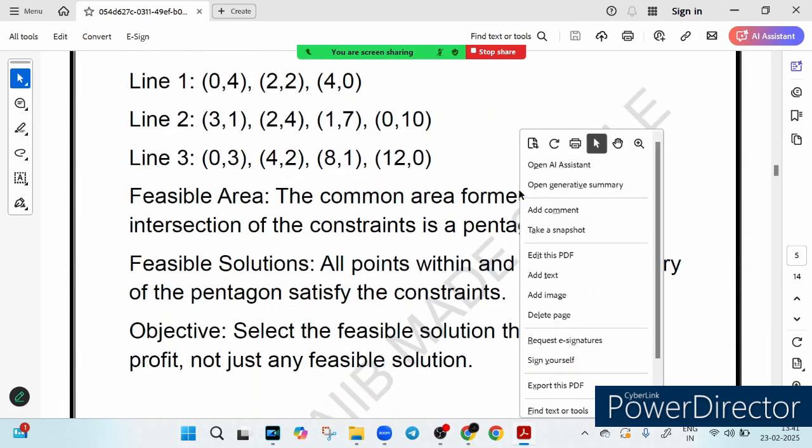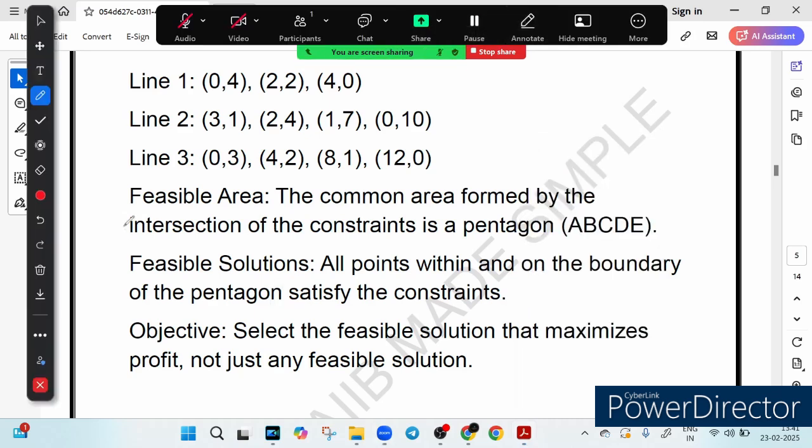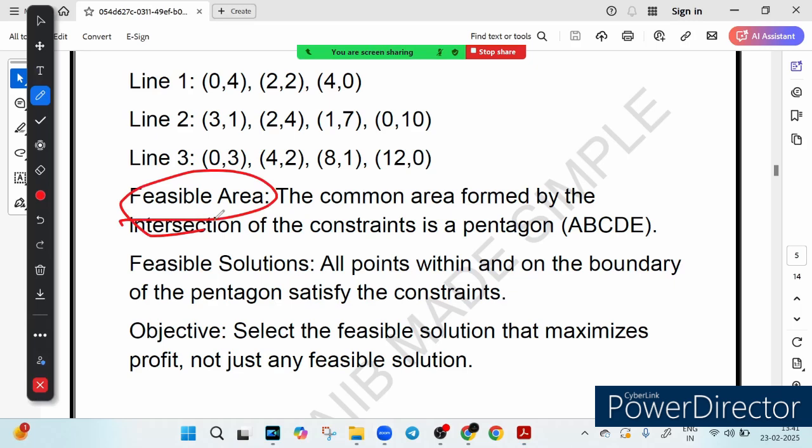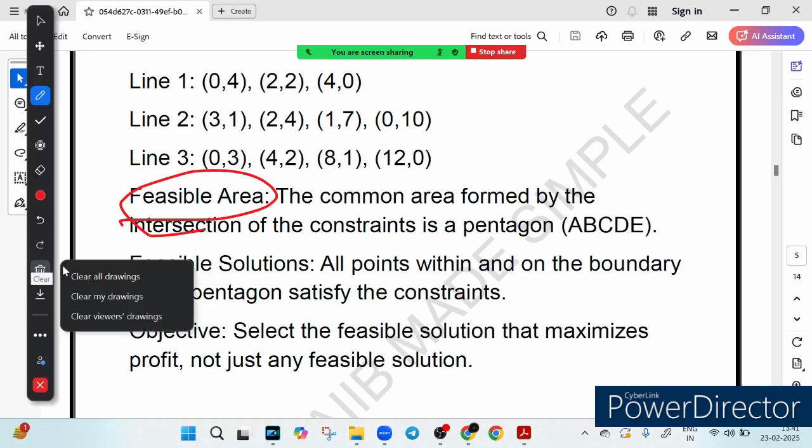So we have the 3 data points. These lines divide the graph into different regions, and now we have to identify the feasible area. What is the meaning of feasible area? See, the common area where all the constraints overlap forms a pentagon. Let me show you how it forms a pentagon.